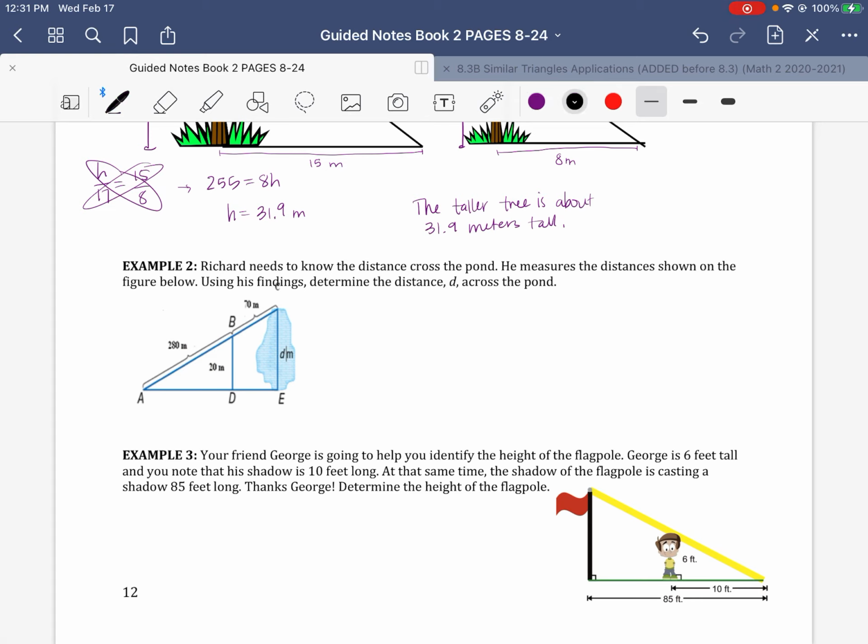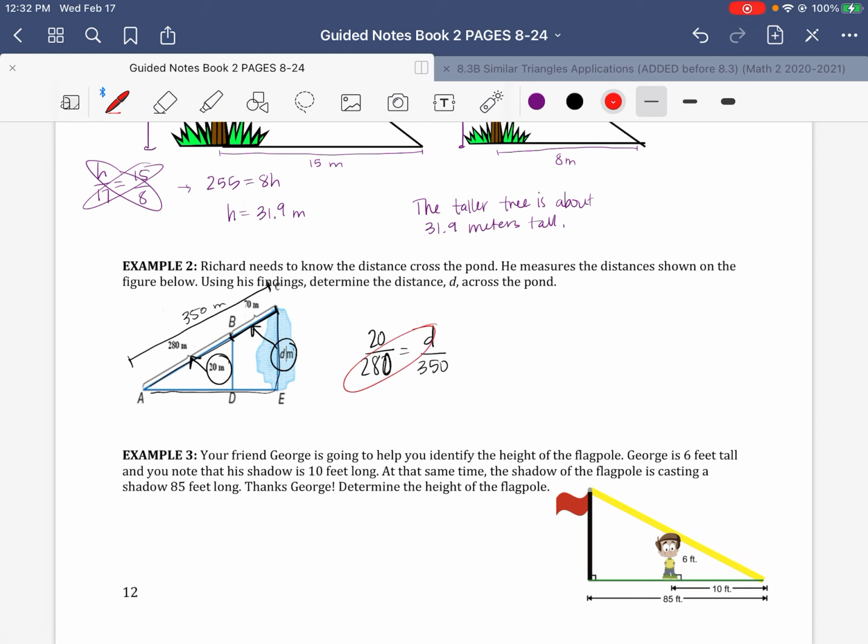Let's do that way. So we do 20 meters is to 280. Yikes, 280. In the same way that this distance across the pond should be to its longest. Now notice this little 70 is only a piece of it. So the actual length of that full large triangle is 280 plus 70, or in other words, 350 meters.